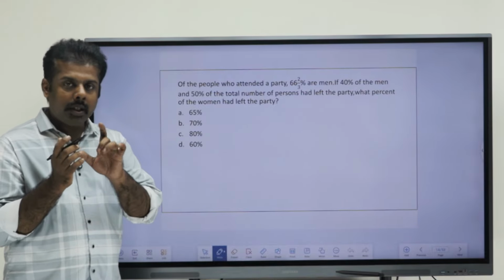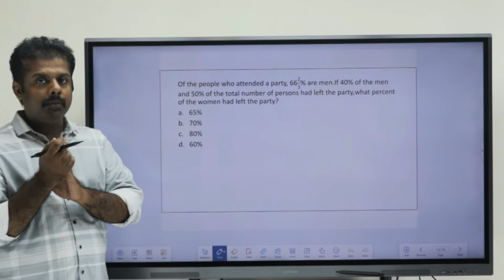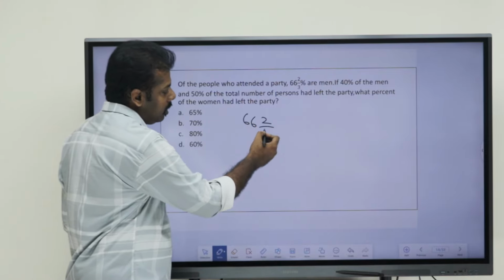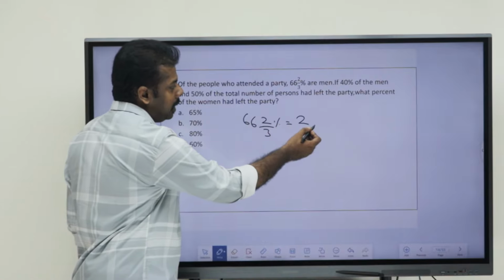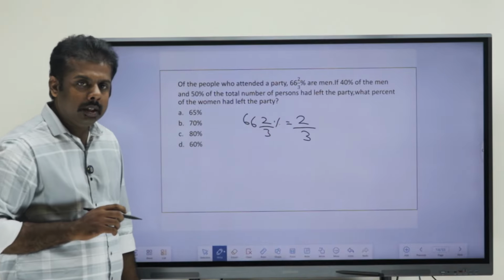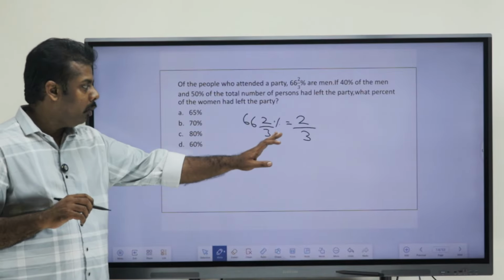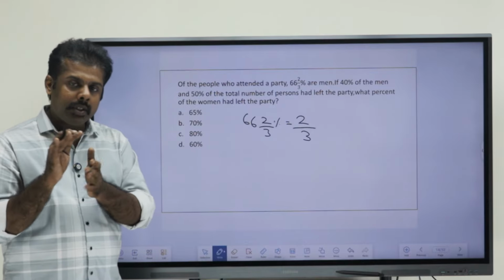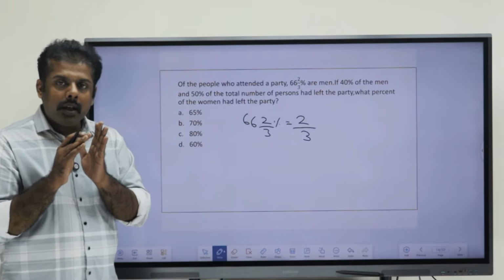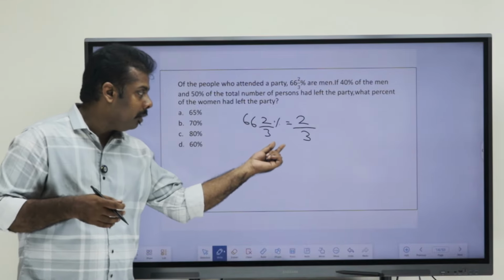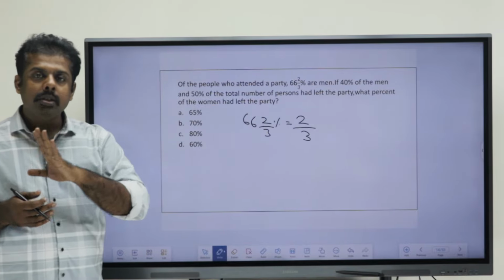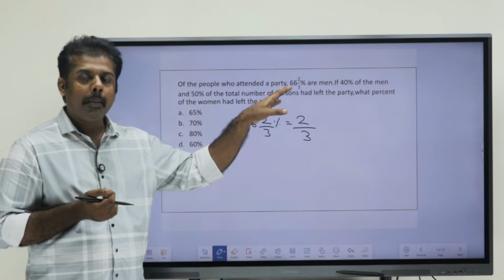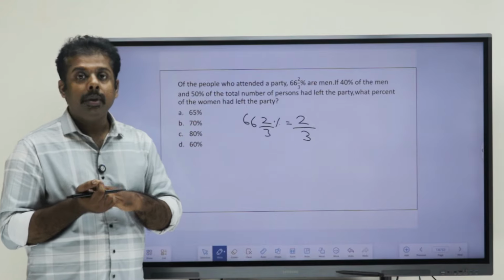Now, 66 2/3%, we have already discussed the fraction part of that. So, what is the fraction part? If we solve it, 66 2/3% is going to give us 2/3. So, what does this 2/3 basically mean? The denominator obviously indicates the total people. If we assume 3 people have attended the party, out of that 2 persons have to be what? Men. So, if 3 persons have attended the party, we can say that 2 are men and the remaining 1 person will be a woman here.